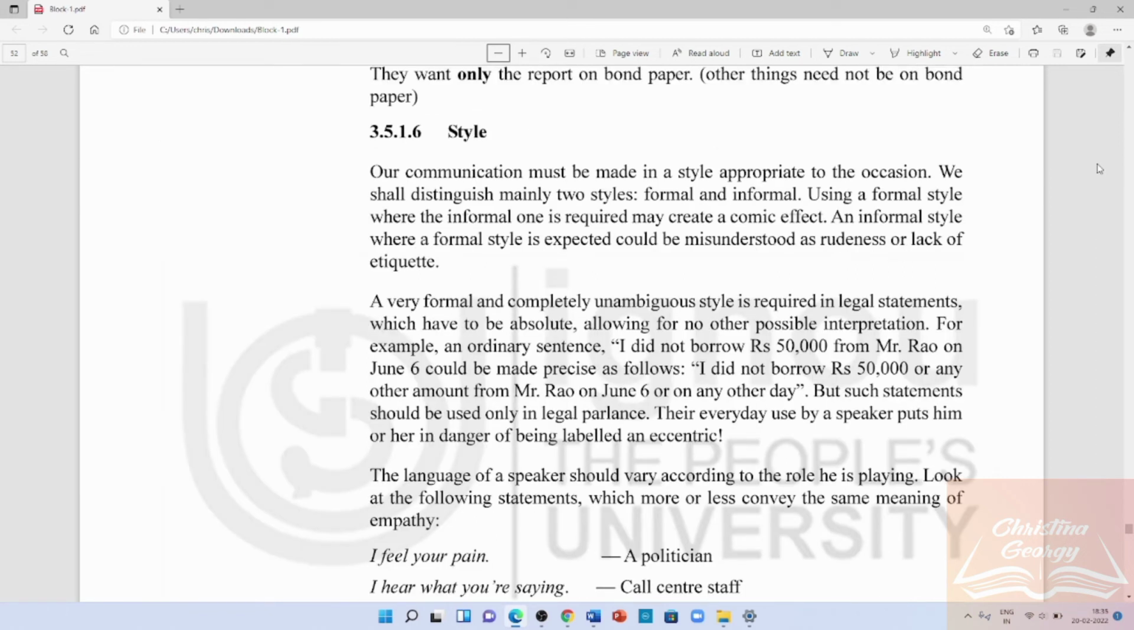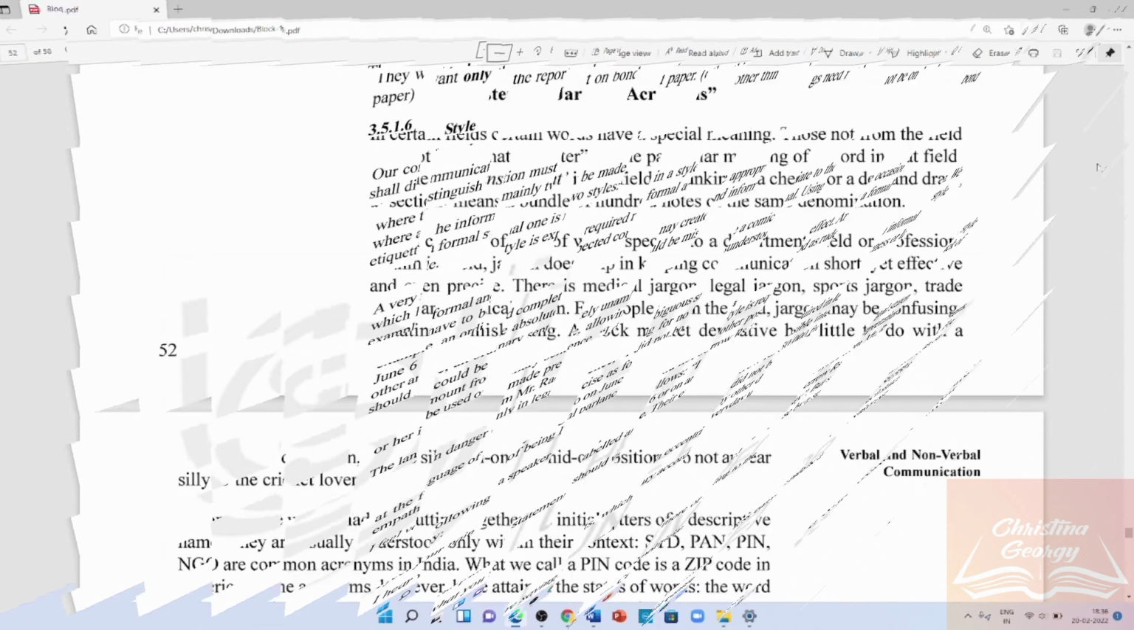Moving on to the next aspect, that is style. Our communication must be made in a style appropriate to the occasion. So there are 2 major styles preferred, that is the formal and the informal one. Using a formal style where the informal one is required may create a comic effect. An informal style where a formal style is expected could be misunderstood as rudeness or lack of etiquette. Remember, the language of a speaker should vary according to the role he is playing. You can see a few examples on screen. The case with a politician or a businessman changes according to the role that is being performed.